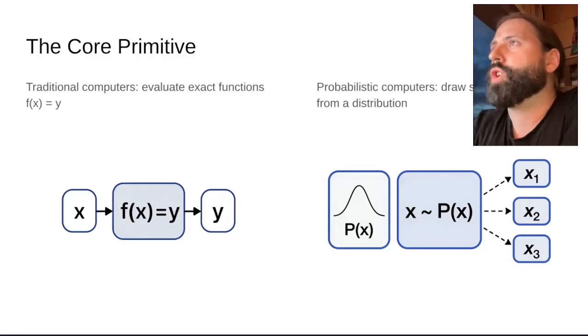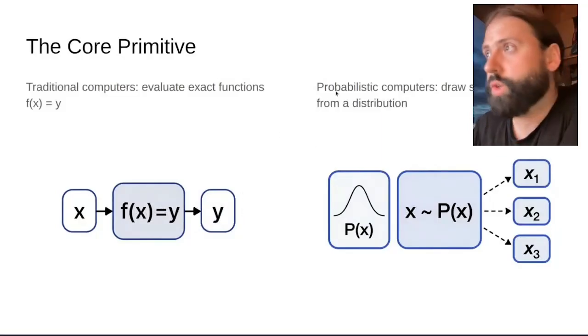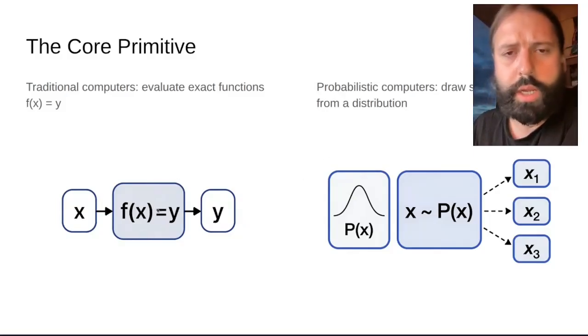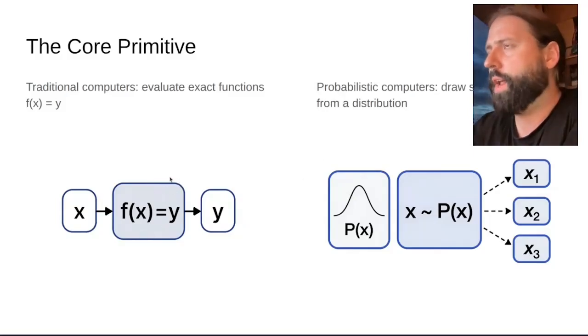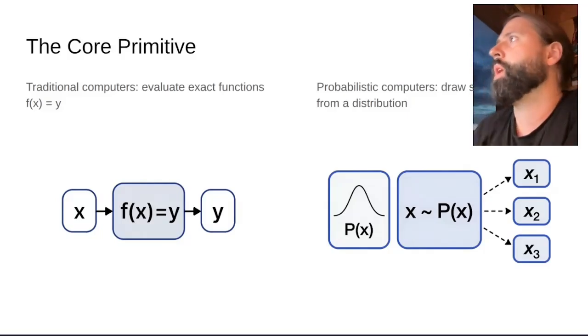So in traditional computers, we're working with exact functions. We have an input X, we want an output Y, and what we do is build a program, as a function. This could be code, it doesn't really matter, it's kind of an abstract way. There's a function, it takes an input, does something with the input, and gives you an output.